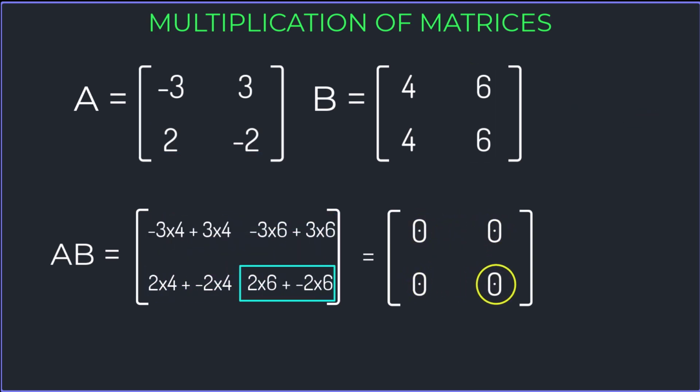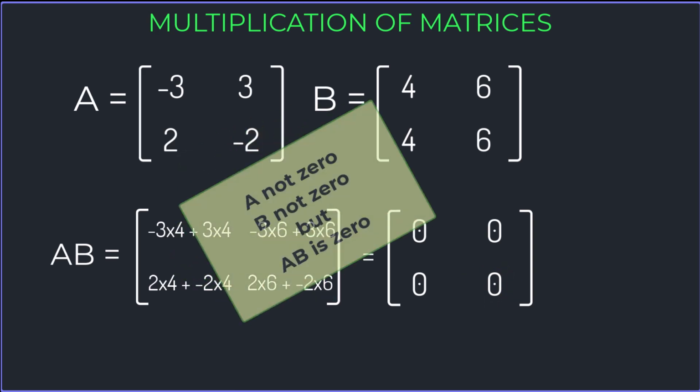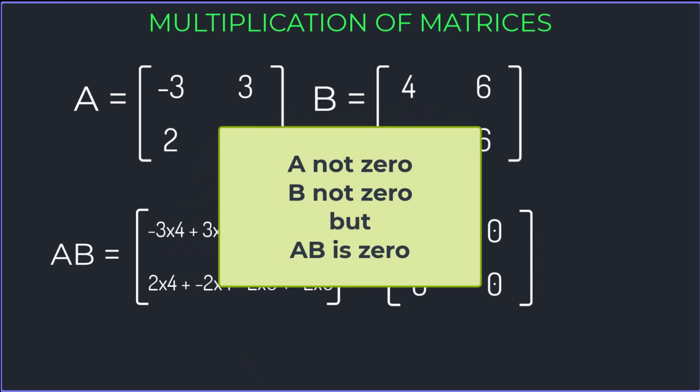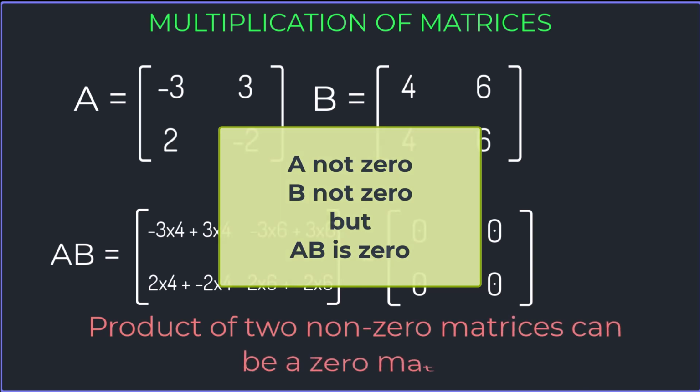The interesting fact is that we multiplied two non-zero matrices and we got the result as a zero matrix. This is different from what we see in the real number system, where two non-zero numbers can never produce 0 as their product. This means in the matrix space, the product of two matrices being 0 does not imply either one of them is a zero matrix.